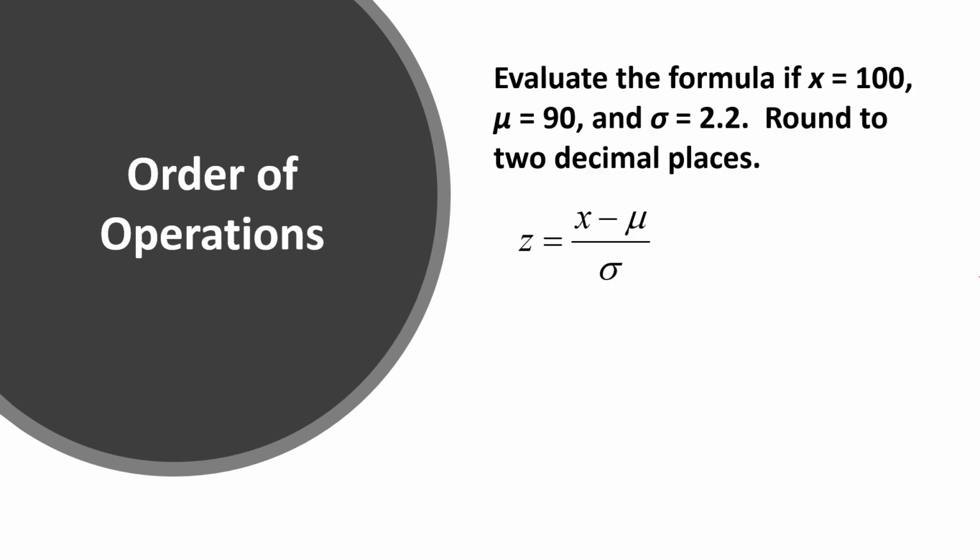Let's try another one. Evaluate the formula if x equals 100, mu equals 90, and sigma equals 2.2. This is our z-score formula. You will see this again.